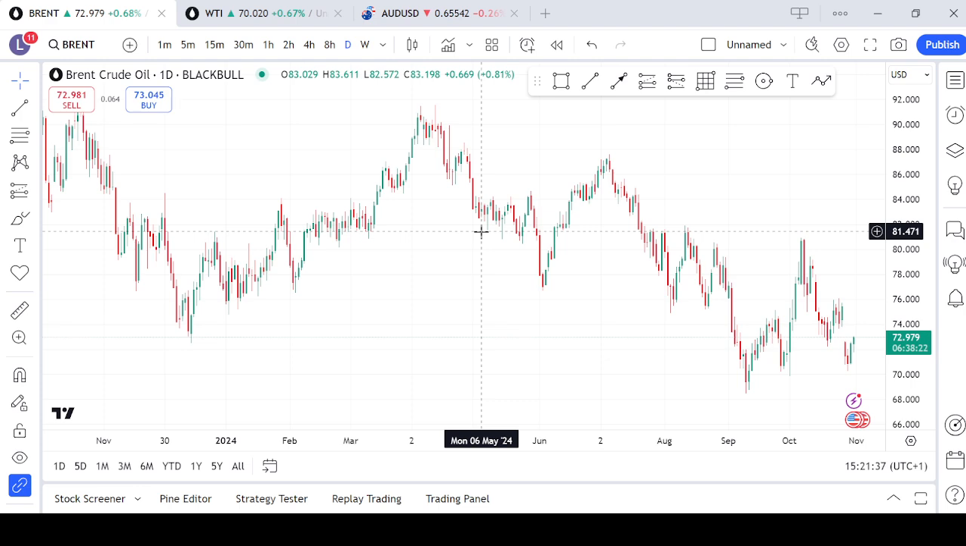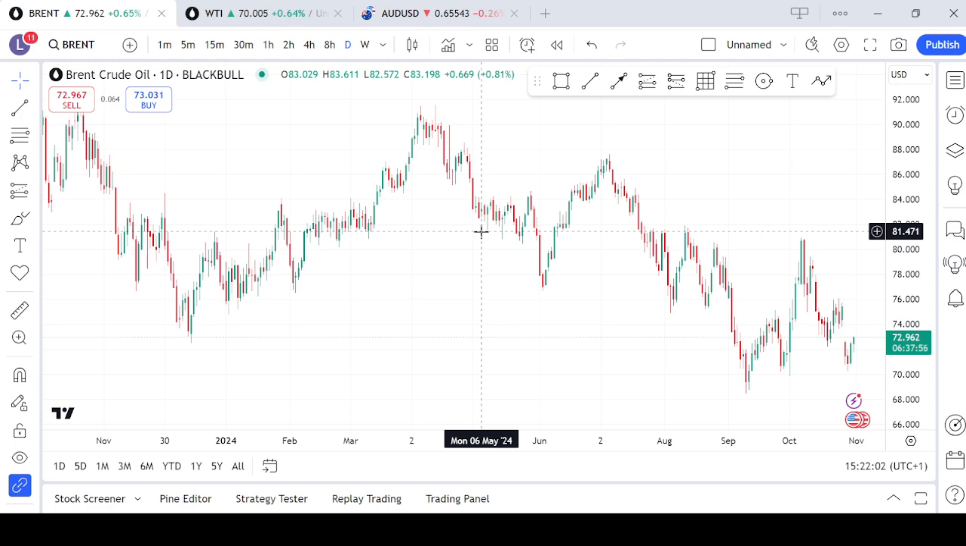The major players in the oil industry include OPEC, which is the Organization of the Petroleum Exporting Countries. We have large oil companies like ExxonMobil and Shell. And we also have major oil consuming nations such as the United States and China. These entities can significantly influence market dynamics through their decisions and actions.